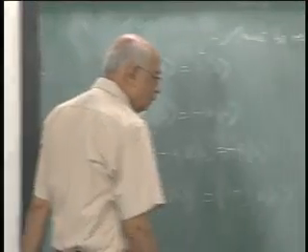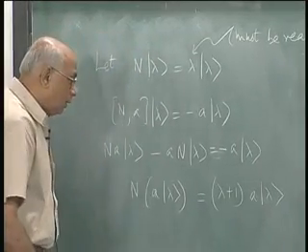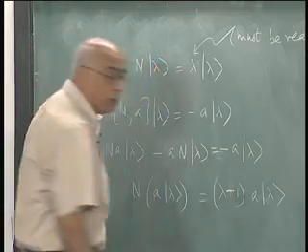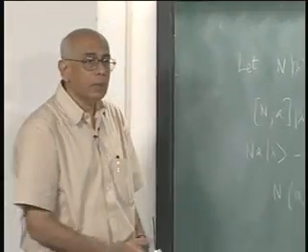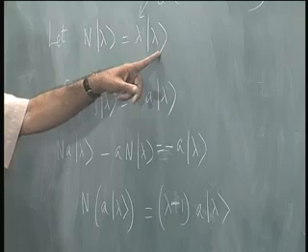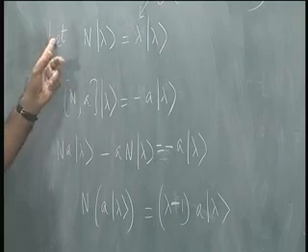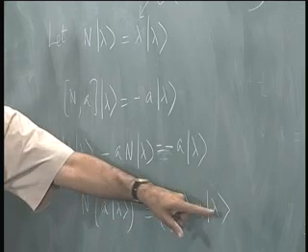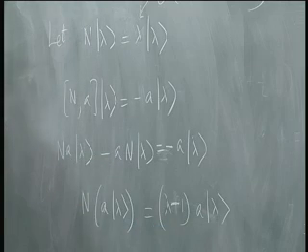What conclusion do you draw from this? It says lambda minus 1. What conclusion do you draw from this? Yes, if this is an eigenstate of n, then so is this operator A acting on lambda also an eigenstate of the same operator n, but with an eigenvalue reduced by unity.